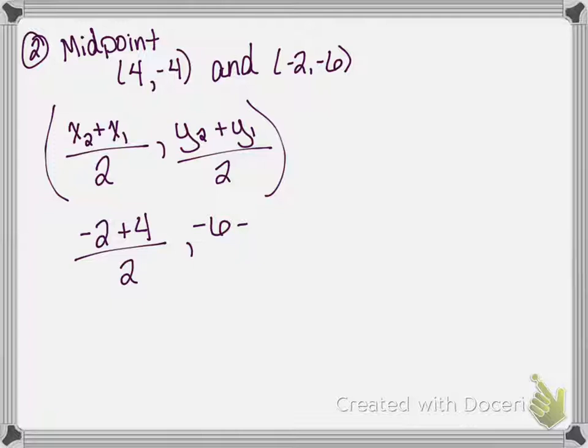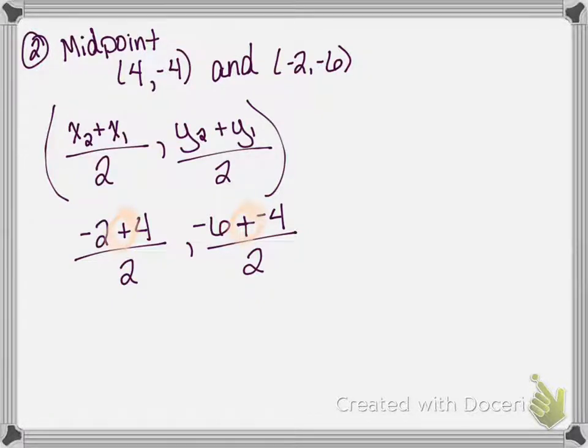Oh, -6. Did I write this down wrong? Oh, it's plus. There it is. -6 plus -4, divided by 2. Okay, so when we do the midpoint formula, we're adding those values together, not subtracting them.